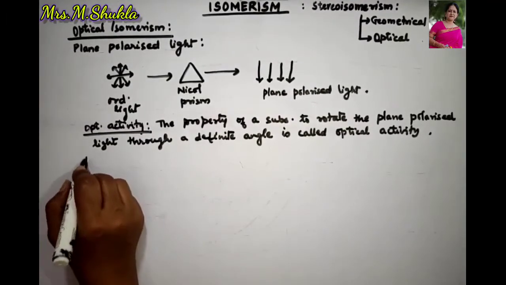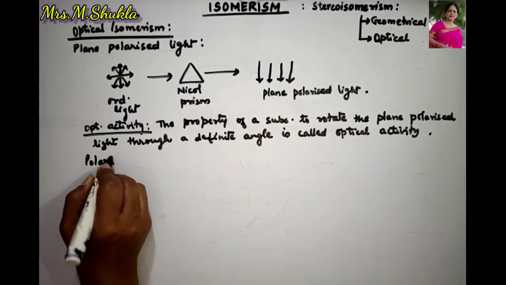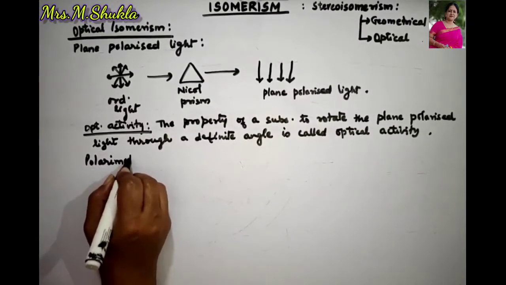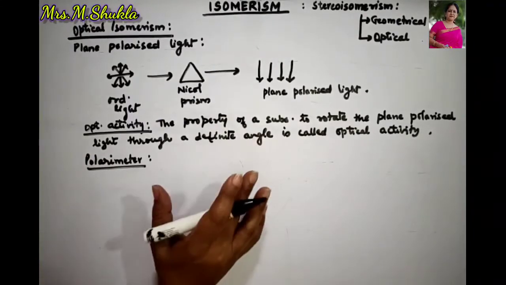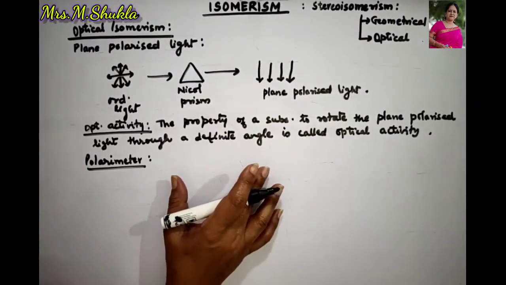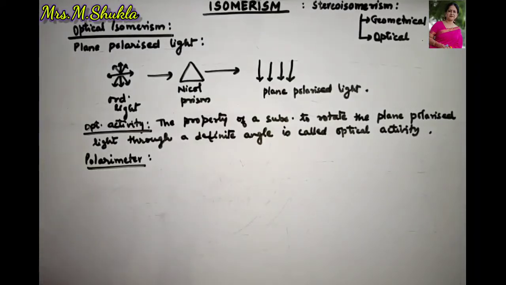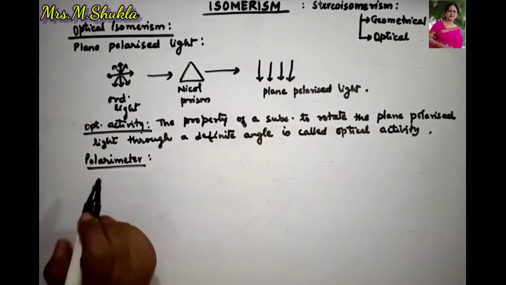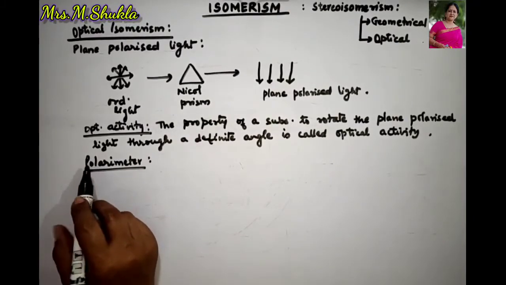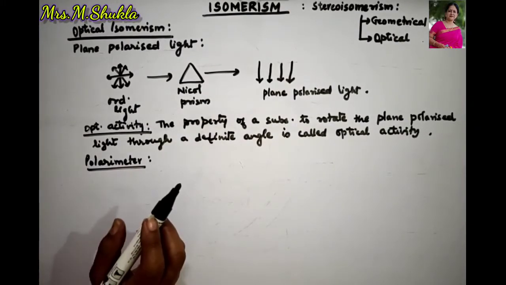Now, the next word that we need to understand over here: polarimeter. What is a polarimeter? The rotation of the plane polarized light by an optically active substance is always measured by a certain instrument. What is that instrument called? This is called a polarimeter.